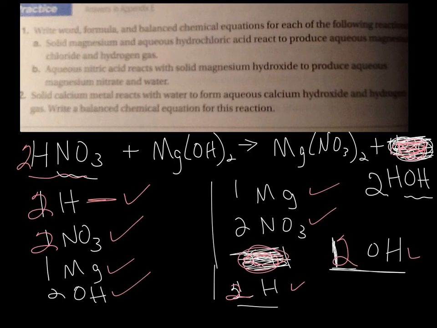So anyway, let's do the second example now. Solid calcium metal reacts with water to form aqueous calcium hydroxide. So we have calcium metal, which is Ca, and it would be solid, so I'd put an S in there. Reacts with water, which I'm going to write as HOH. That's just a trick that I've learned to look at water in that fashion till we get used to it. And then to form aqueous calcium hydroxide.